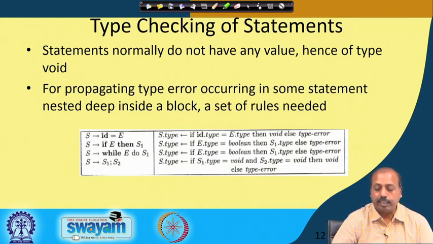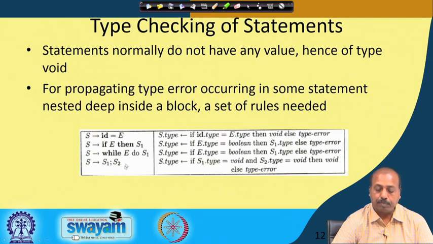So, it will check that if E.type is Boolean, then S.type is equal to S1.type. If S1.type is void, then S.type will also be void. If S1.type is a type error, then S.type will also be a type error. But if it is not Boolean, in that case S.type is set to type error. Then the while statement is also similar. If E.type equals Boolean, then S1.type, else type error.